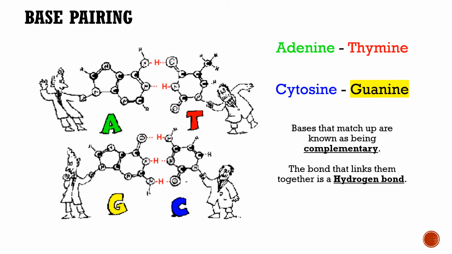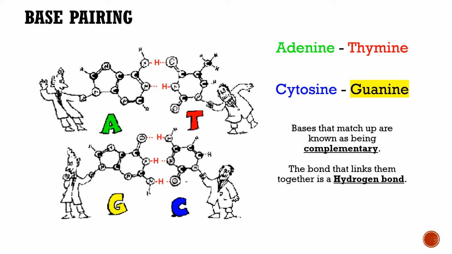This is exactly the same as National 5 Biology. We still have all our base pairings as well. So A joins with T, that's adenine with thymine, and then cytosine joins with guanine, so C with G. These bases are known as complementary in nature, and they're linked together by hydrogen bonds.